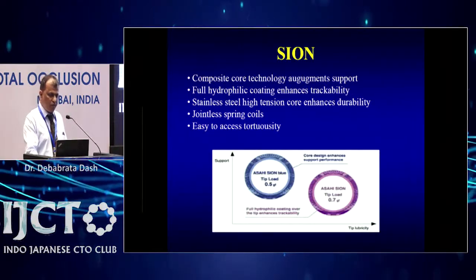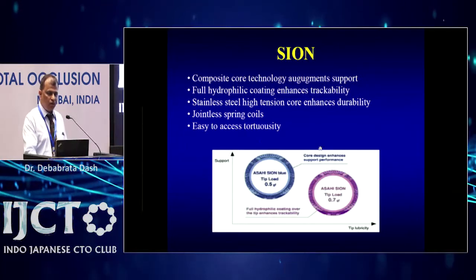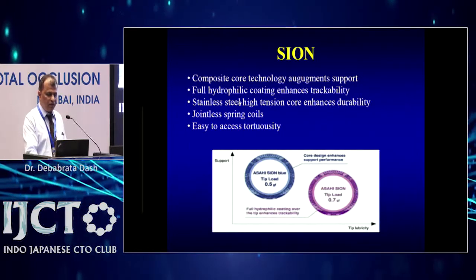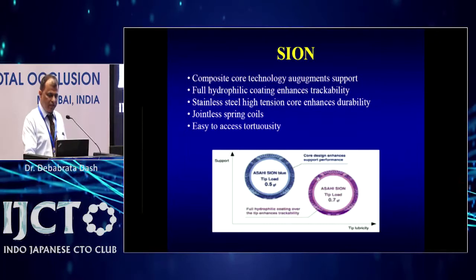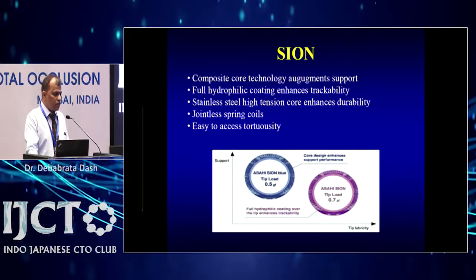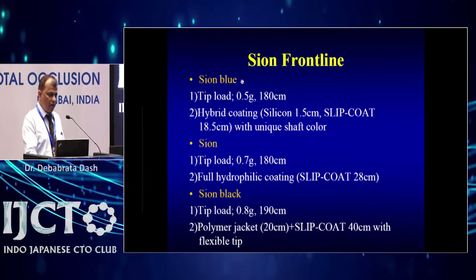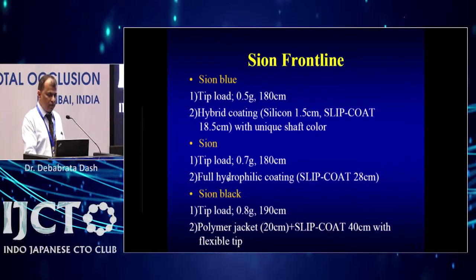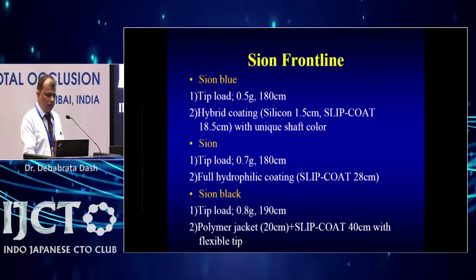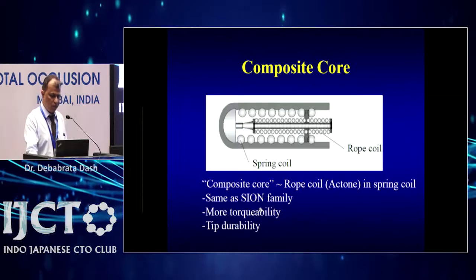This wire is a very important one. It has got a composite core technology that augments support, a full hydrophilic coating that is enhancing trackability, and a stainless steel high tension core that enhances durability, with jointless spring coils, and it is easy to access the tortuosity. These are the types: Cyan Blue, T-plot 0.5, this is a hybrid coating; Cyan, T-plot 0.7, the full hydrophilic coating; Cyan Black, T-plot 0.8, polymer plus hydrophilic slip coat.